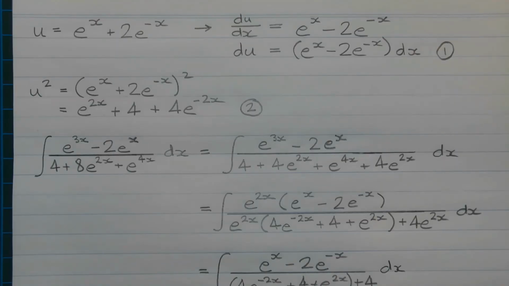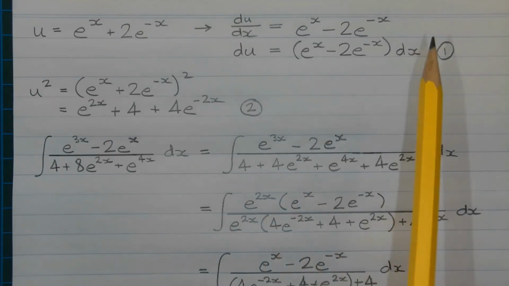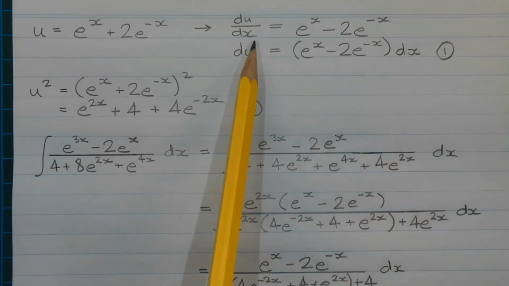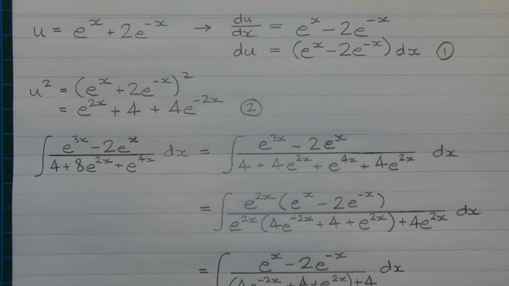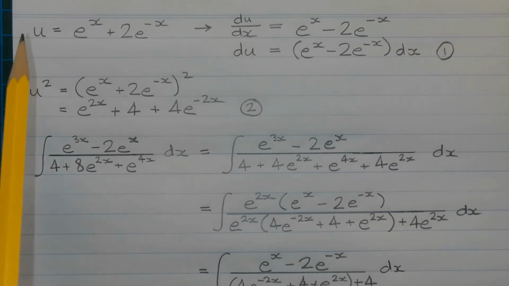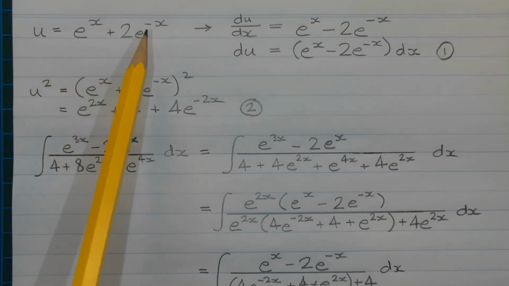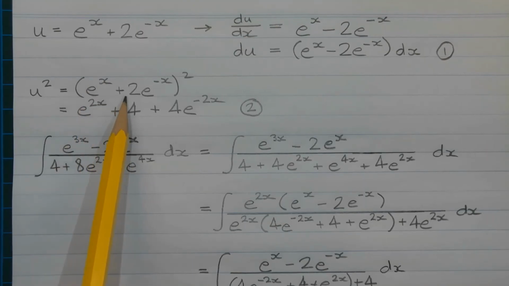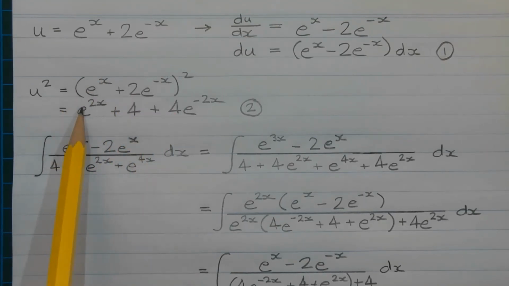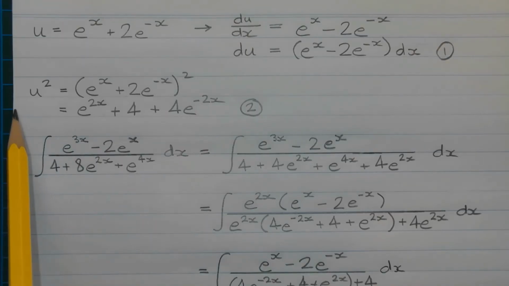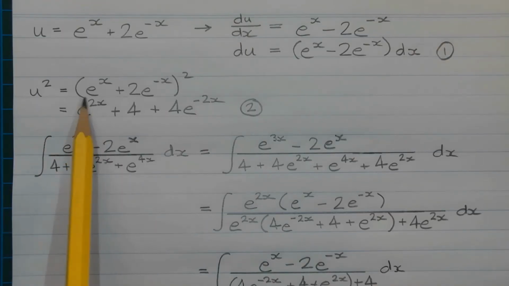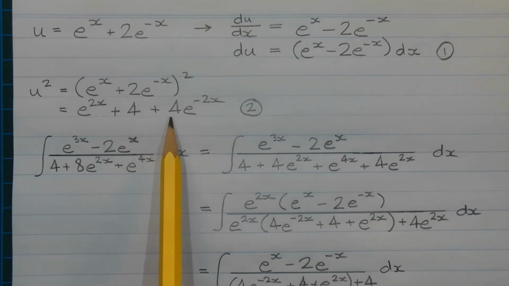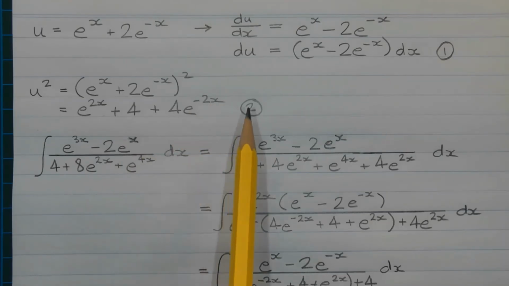Later on, we'll need to replace an expression involving the differential dx with the differential du. Now the question also asks us to consider u squared. So squaring the substitution, we get u squared is equal to (e^x + 2e^(-x))^2. Applying perfect square expansion, we get u squared is equal to e^(2x) + 4 + 4e^(-2x), and we'll call this equation number 2.